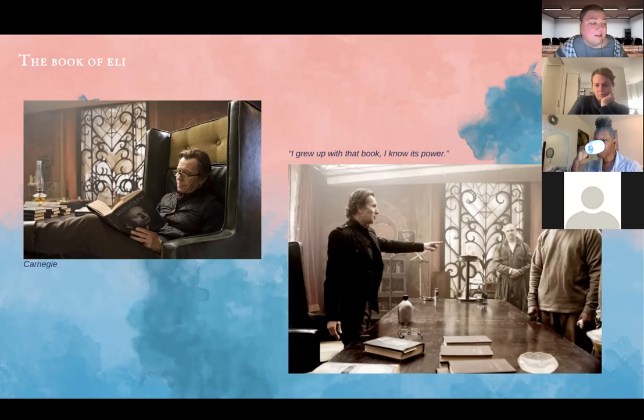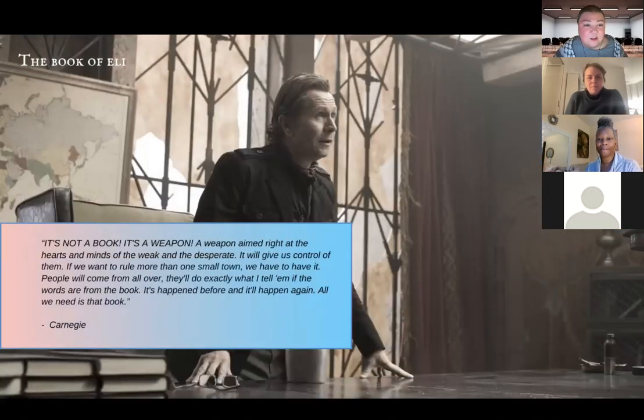One of his henchmen asks Carnegie why he's willing to go through so much fuss to get his hands on this book. And Carnegie responds, I'll leave out the expletives, "It's not a book, it's a weapon. A weapon aimed right at the hearts and minds of the weak and desperate. It will give us control of them. If we want to rule more than just one small town, we have to have it. People will come from all over. They'll do exactly what I tell them if the words are from the book. It's happened before, and it'll happen again. All we need is that book."